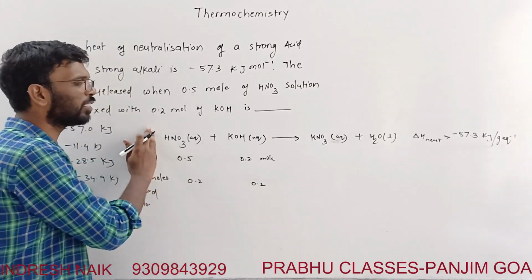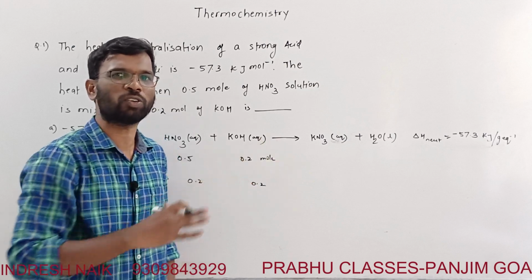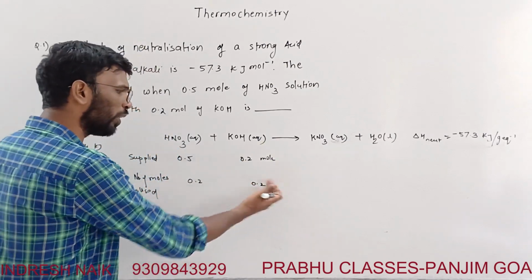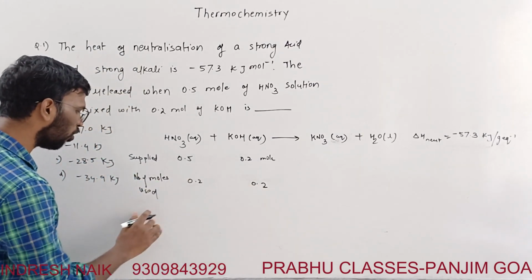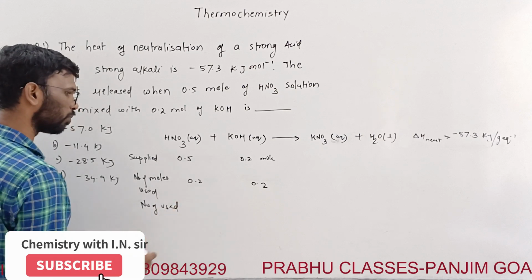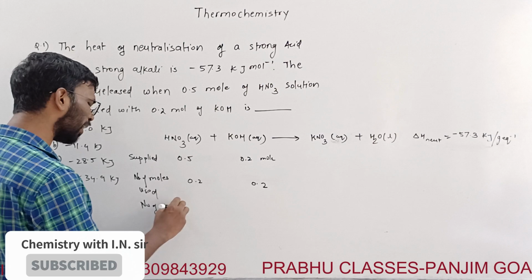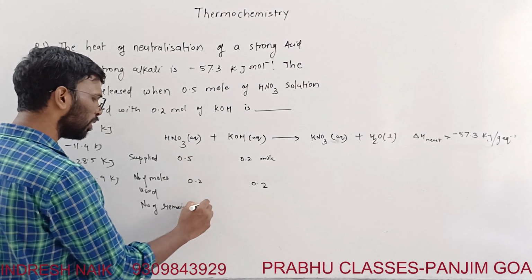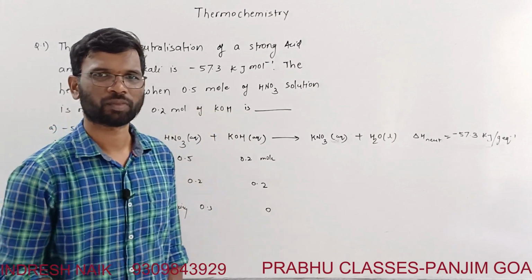If you consider this as a reference 0.5, you require 0.5 for this, but it is not supplied. It is just supplied 0.2. So you take it the other way. This is 0.2, then this is also 0.2. So the number of moles used or remaining, not required, but I am just telling you, remaining is 0.3 and here 0. This is the limiting reagent, right?